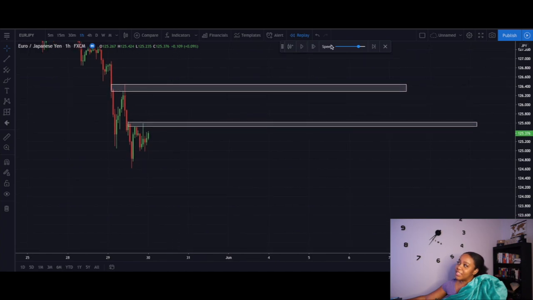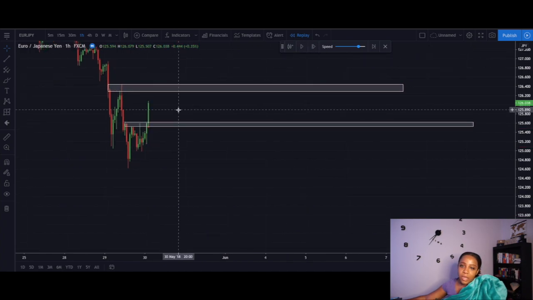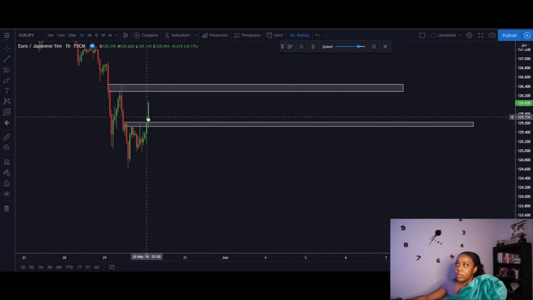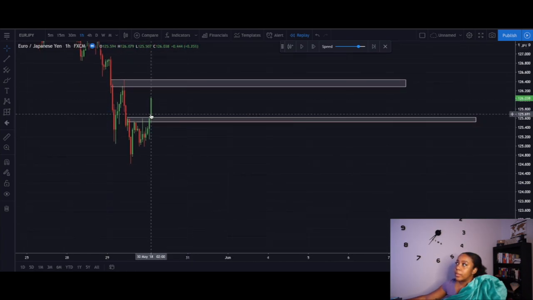So I just press this button here, and obviously it's not going to be like that in real life. But again, we're trying to simulate as accurately as possible. My focus is not the speed, it's more so the structure, you know, and when I get in. So as you can see, this is pre-London, 2 a.m.